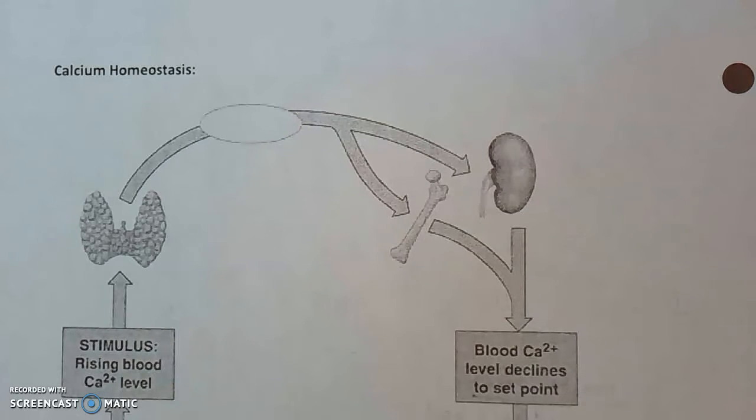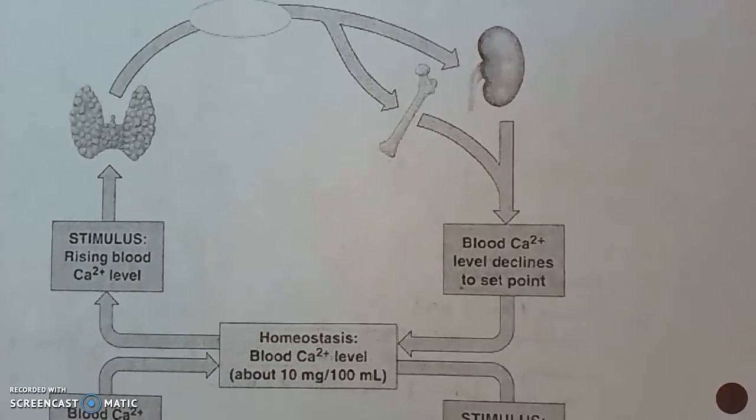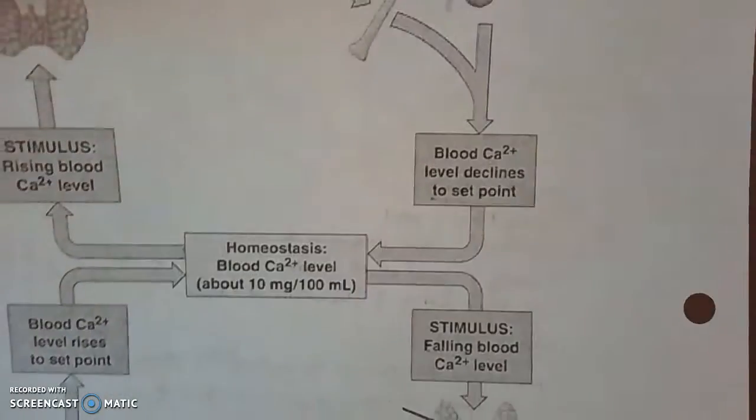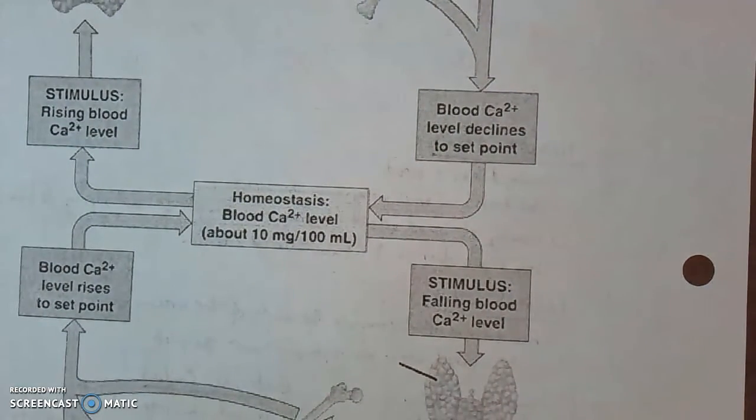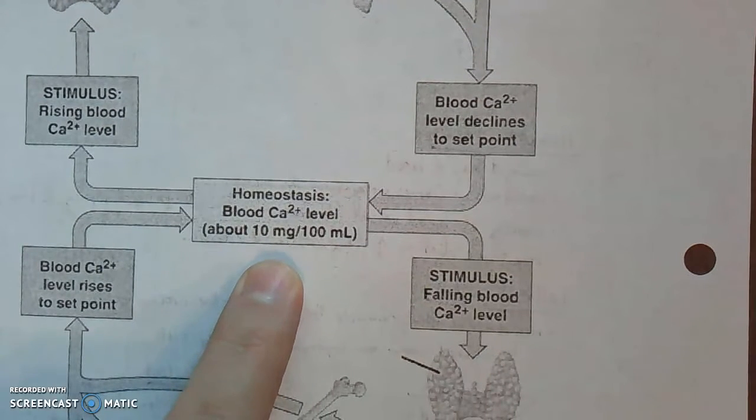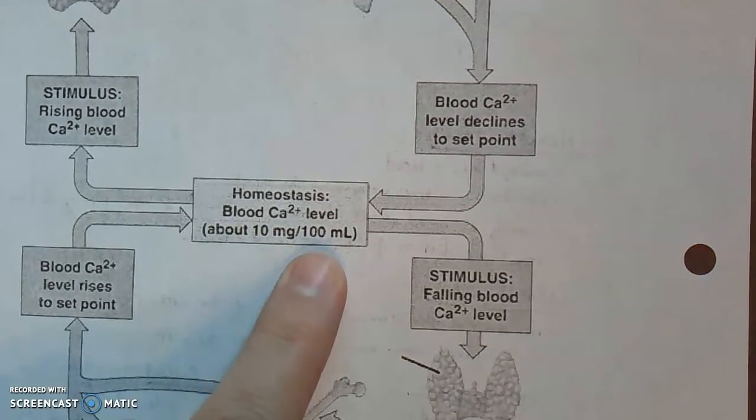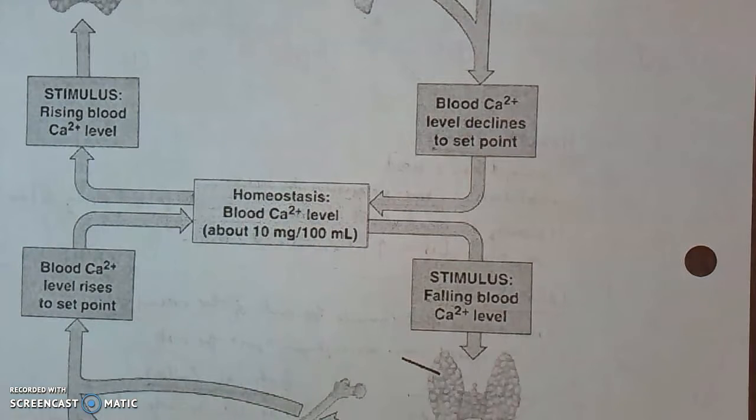So we're going to have a feedback cycle here for blood calcium levels. We need to maintain a certain level of calcium in our blood because calcium is important for muscles to function and the heart to function. So we need about 10 milligrams of calcium ions per 100 milliliters of blood, or 100 milliliters of blood is a deciliter. So with that, we can have different stimulus that causes blood calcium levels to rise.